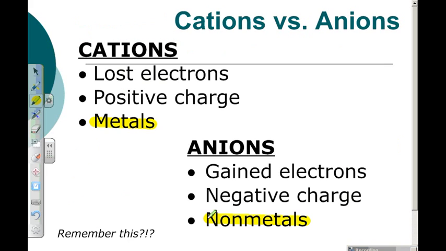For that reason, nonmetals tend to form anions. This distinction is important to remember because we have different rules for naming cations and anions. So again, cations are positive, anions are negative.